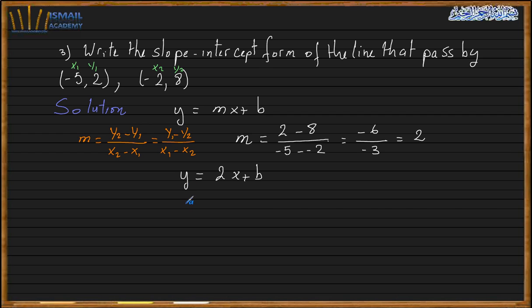So I will do here 8 equals 2 times minus 2 plus b. So here I will have 8 equals minus 4 plus b. So what I do next, substitute 12 into the equation of y.